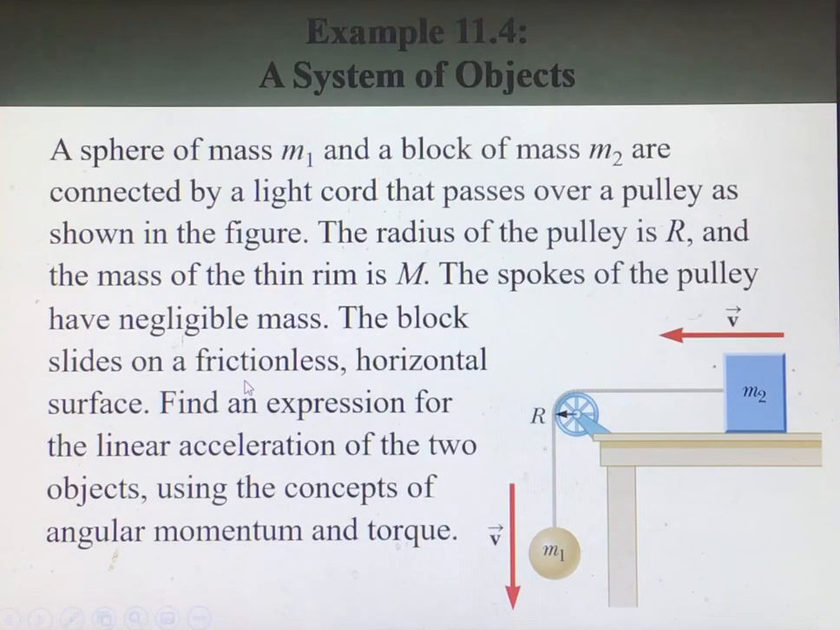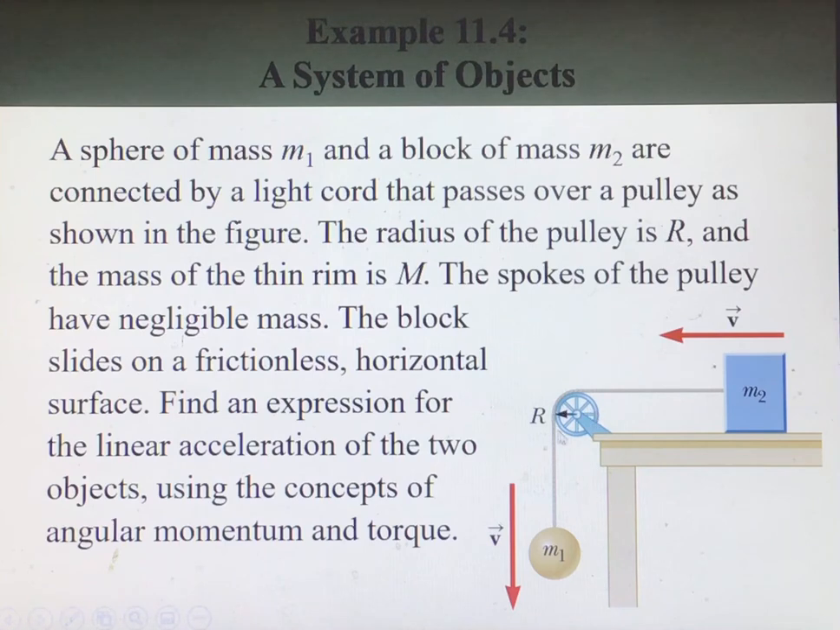All right, so now let's focus on this example right here. This is example number 11.4. We have a system of objects here. We have two masses, M1 and M2. M1 and M2 are connected in such a way that there is a light cord that passes over this pulley.